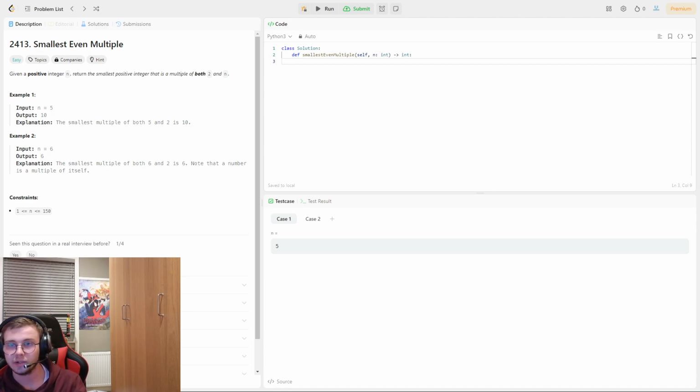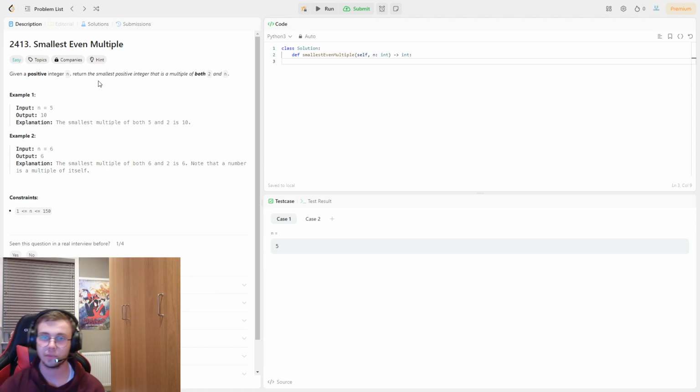So the problem we're going to be attempting today is number 2413, smallest even multiple. So just going to read out the spec here. Given a positive integer n, return the smallest positive integer that is a multiple of both 2 and n. So, example 1, when n is equal to 5, the output is 10, because the smallest multiple of both 5 and 2 is 10. For example 2, 6 is a multiple of both 6 and 2. Note that a number is a multiple of itself. A number is going to be between 1 and 150.